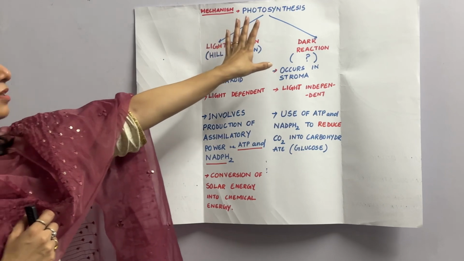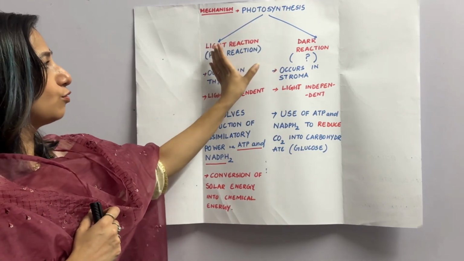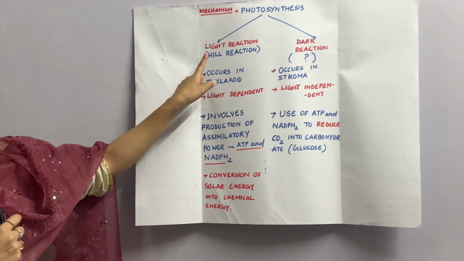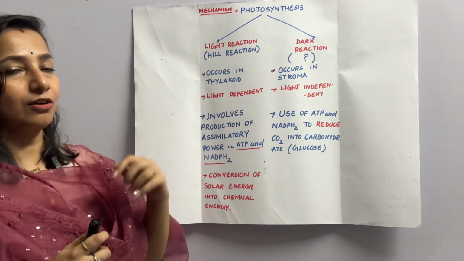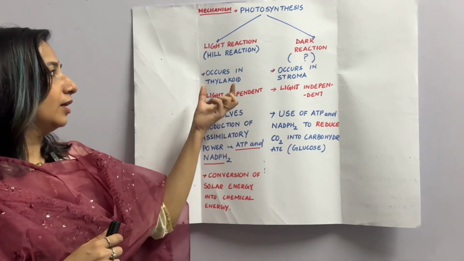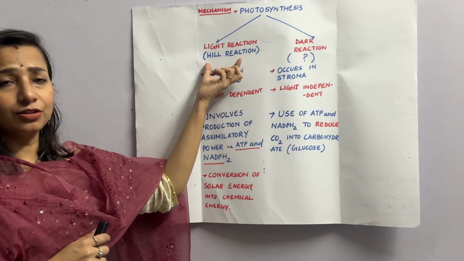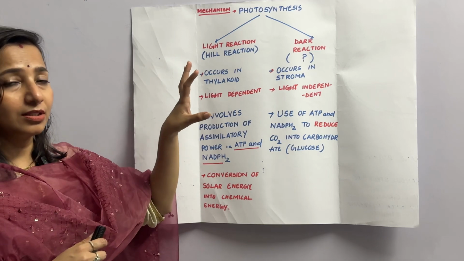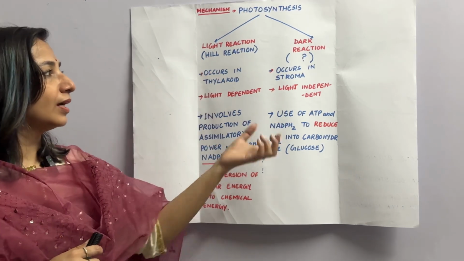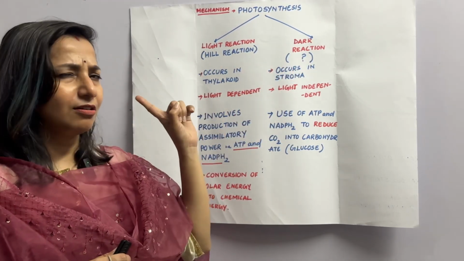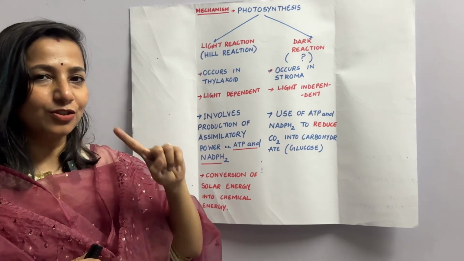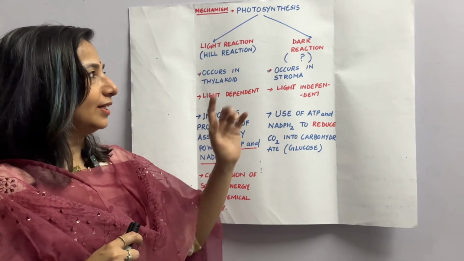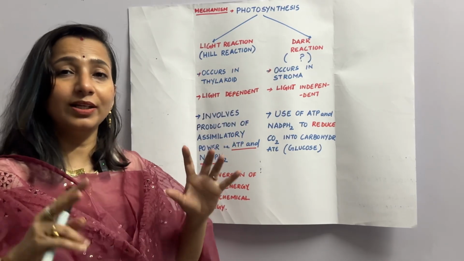So photosynthesis basically involves two important phases or reactions. One is called the light reaction and the other is called the dark reaction. The light reaction is also called the Hill reaction after the name of the discoverer who elaborated the process, R. Hill. And the dark reaction is also called something else, so that's a question for you.